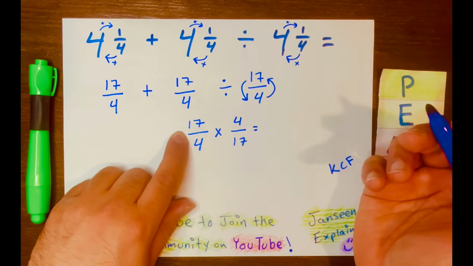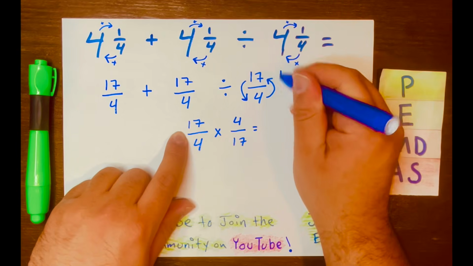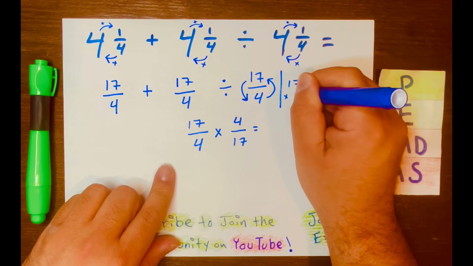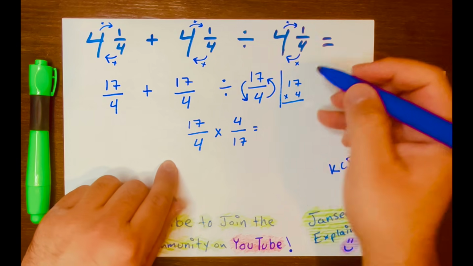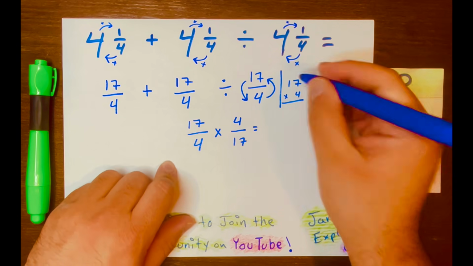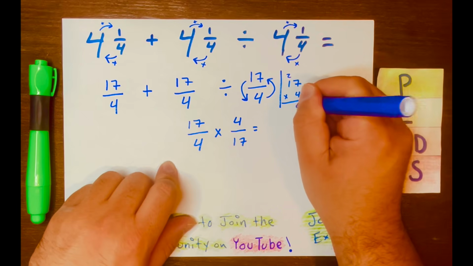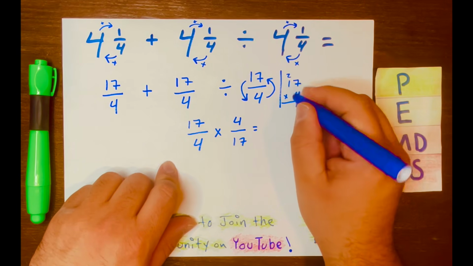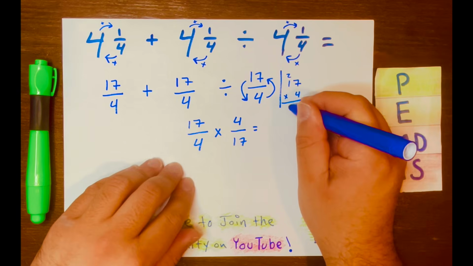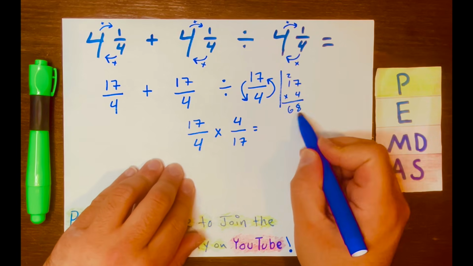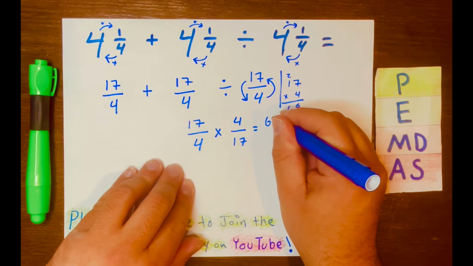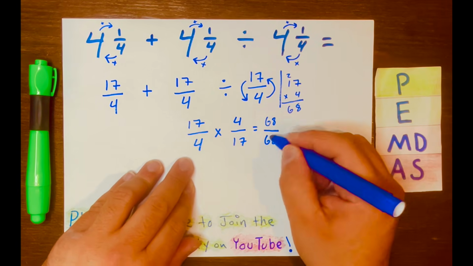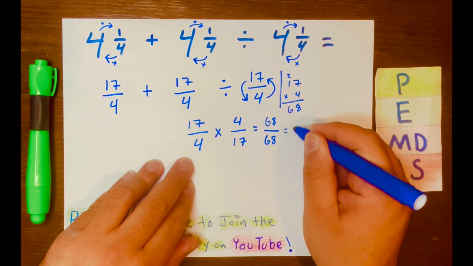So what's 17 times 4? Let's write it here. 17 times 4. So what is 7 times 4? 28. And 4 times 1 is 4, 5, and 6. So we add those two, 4 plus 2 equals 6. So we have 68. So 68 goes up there, and 4 times 17 is 68. And 68 over 68 equals 1.